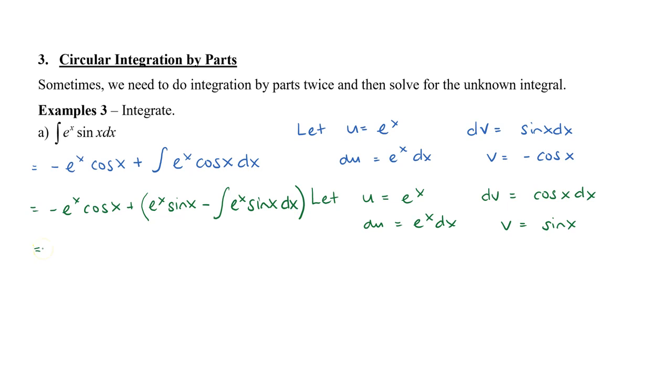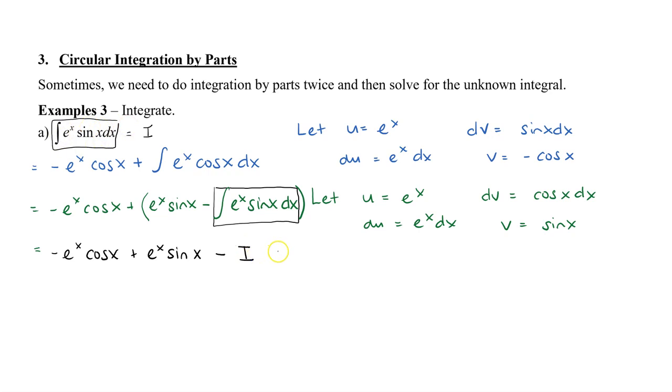All right, I'm not sure if you've noticed, but this integral right here is actually what we started off with over here. So let's call that I for integral. So if I did that, I would have negative e to the x cos x plus e to the x sine x minus I, since I'm saying that integral is called I, and then we have the plus c for the constant.